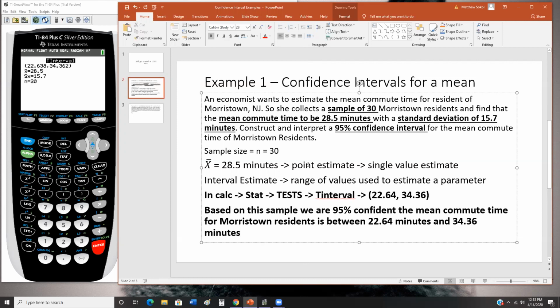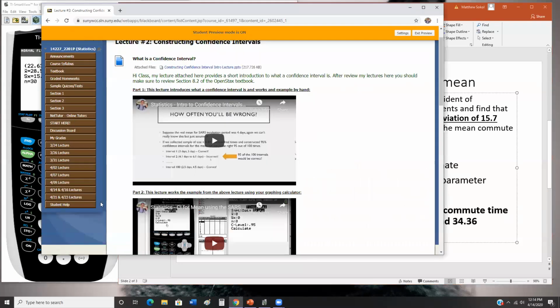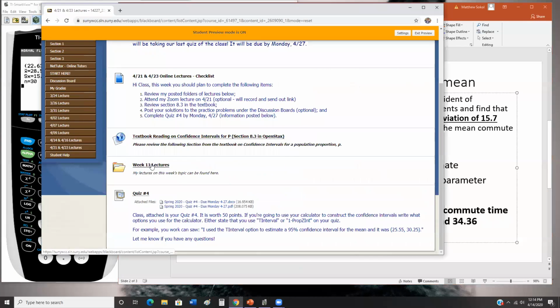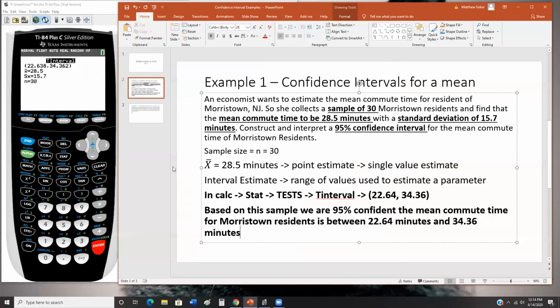When you see, and I'll go to the quiz here, the directions say I use the T interval option to estimate a 95% confidence interval, and it was this. You don't write the calculator test steps, how you do it. I will accept either. I just generally want to see somewhere that you used what option you used. Does that make sense with everybody? Okay. So that's one example.